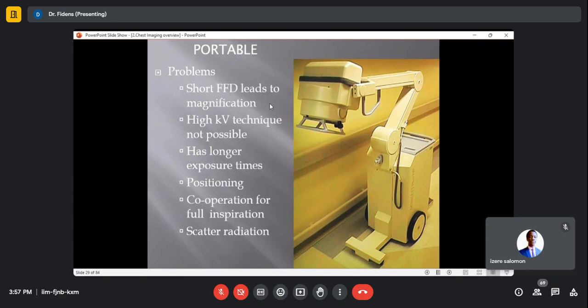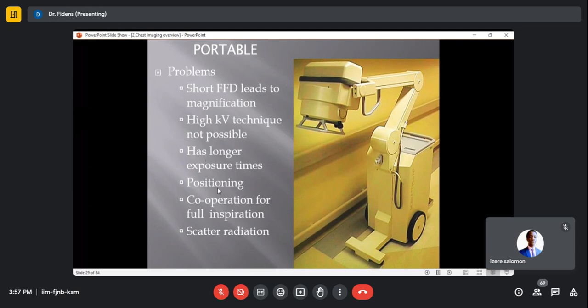Number two, the high KV technique is not possible. They always use the low KV technique to reduce the radiation to patients, because other patients lying nearby also get exposed. Number three, this machine has a longer exposure time than the normal fixed machine. Longer exposure time. Okay.